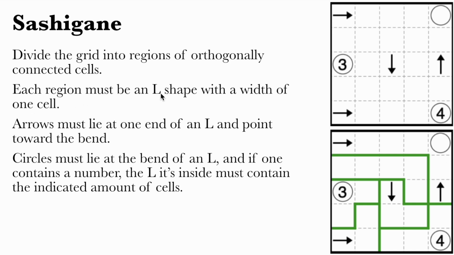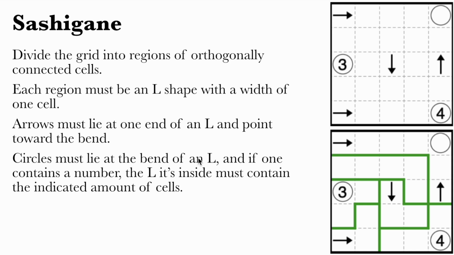Each region must be an L shape with a width of one cell. So you can see this L here has a width which is determined by this direction here and this direction here of one cell. Arrows must lie at one end of an L and point toward the bend. So this arrow here, you can see right here, is at one end of the L, points toward the bend in the middle. Same is true down here, etc. You can also see that not every endpoint needs to have an arrow in it.